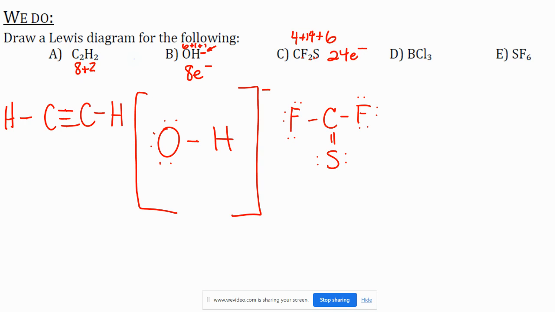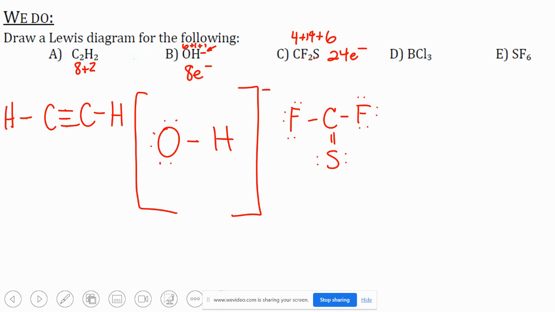Could you have drawn this with the sulfur up here? Yep. You can change this around however you want it to kind of go around. So your sulfur might be here, and your fluorine might be here. It's fine. It's not a big deal. I just try to balance things out.